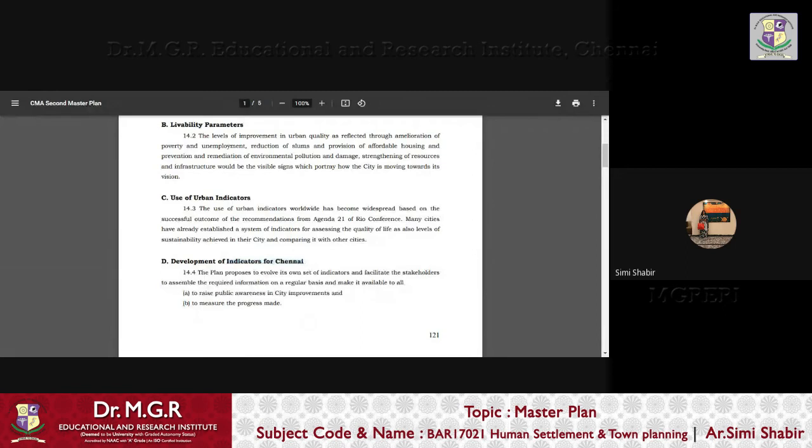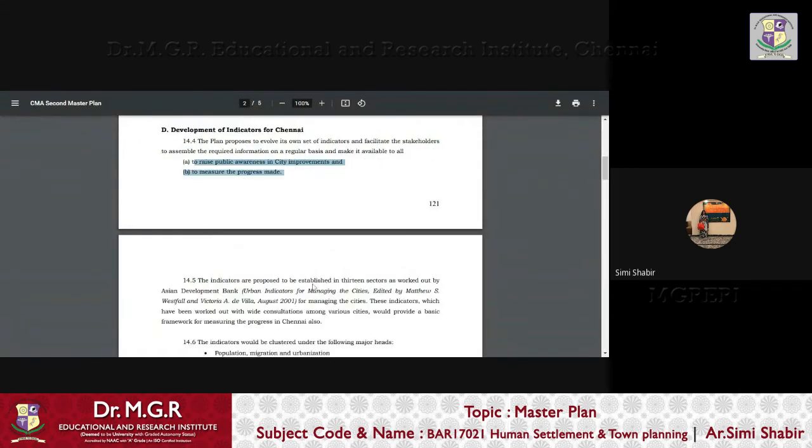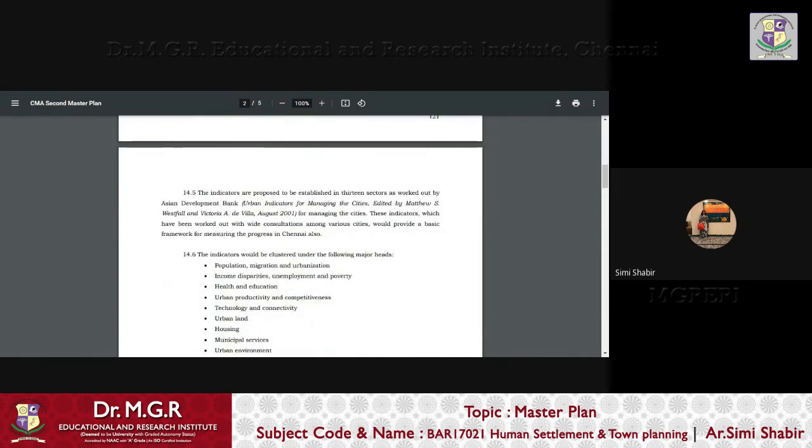So, the first step in this direction was to raise public awareness of city improvements and to measure the progress made. The indicators are proposed to be established in 13 sectors as worked out by the Asian Development Bank, which works as an urban indicator for managing cities. These indicators, which have been worked out with wide consultations among various cities, would provide a basic framework for measuring the progress for our city also.